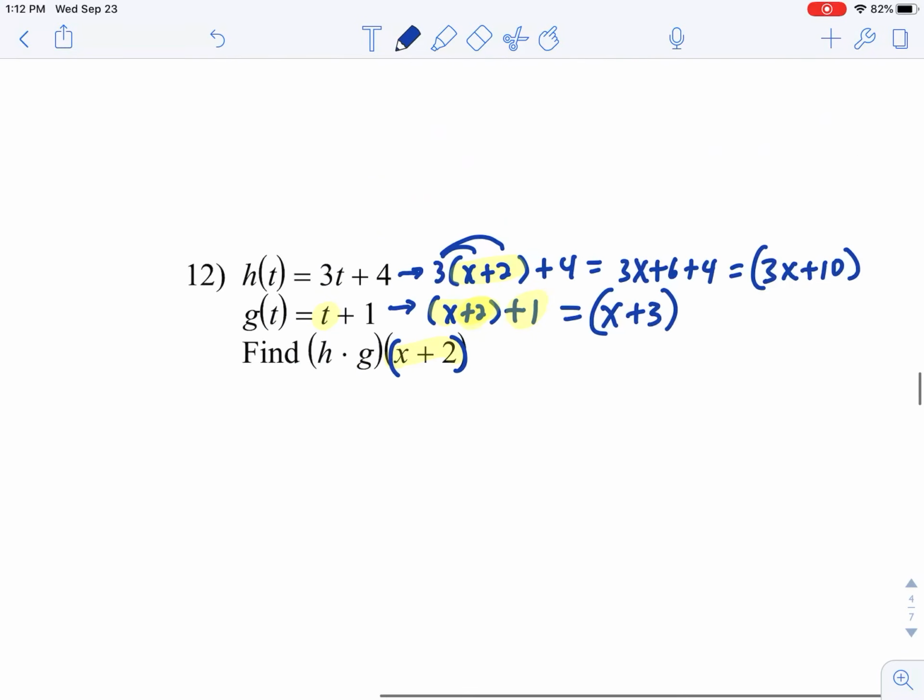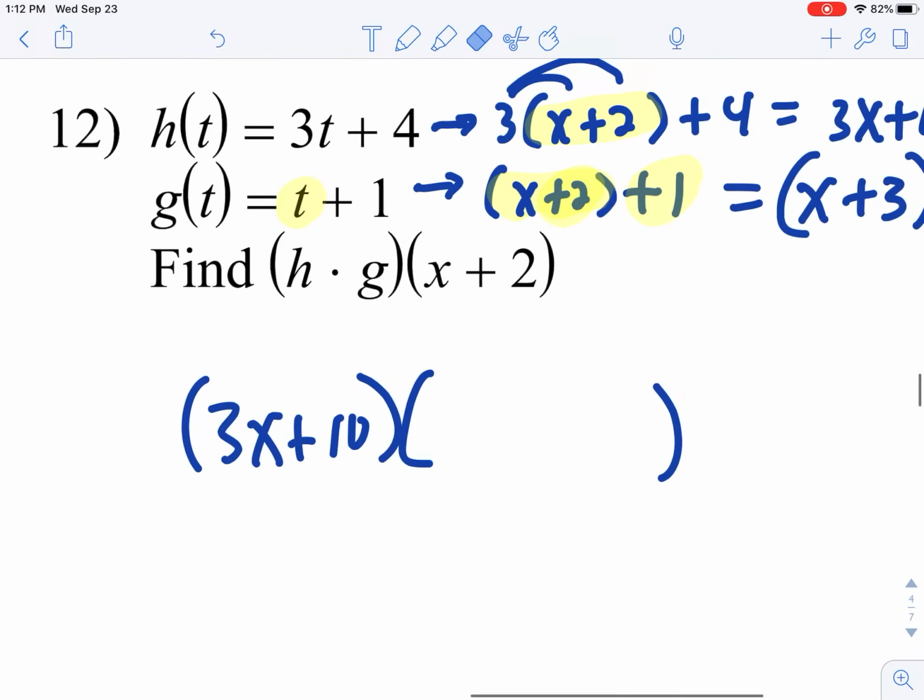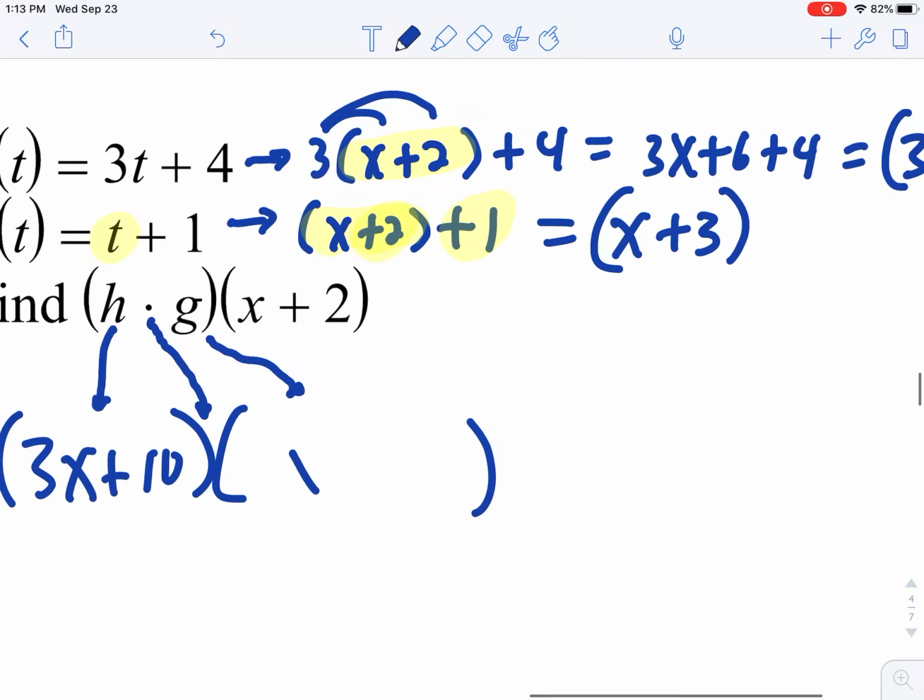So now what we're supposed to do is multiply those results. 3x plus 10. Here, let me try to clarify this a little bit. H is now this. The dot for times is these two parentheses next to each other. Remember, that means times. And g, what I plug in right here, is going to be x plus 3 from right there.